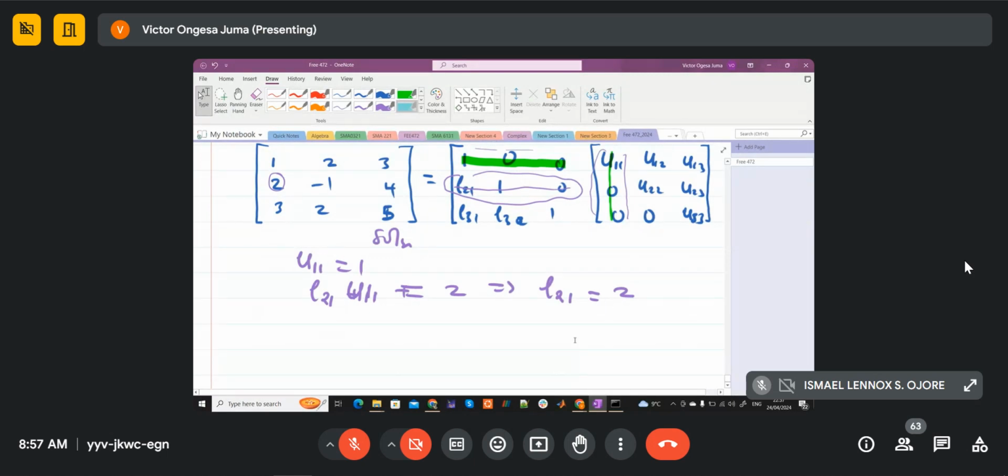Is it okay? Then in the same way, I can multiply the third row and first column so that I have L31 multiplied by U11. The rest are zeros. That's why I'm leaving them. It will be the same as 3, meaning L31 is 3.